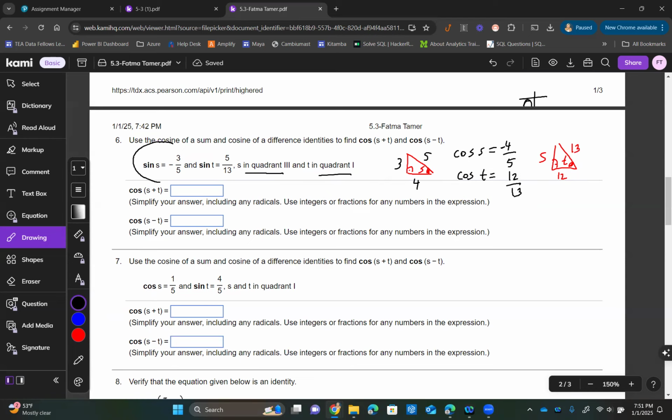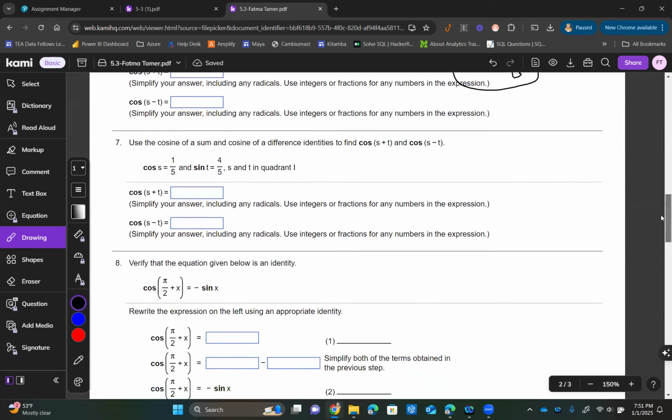Now we have the sine of angle S and the sine of angle T. And we have the cosine of S and the cosine of T. And we can apply the formula for cosine of S plus T and cosine of S minus T. Use these four fractions and we will find the answer.